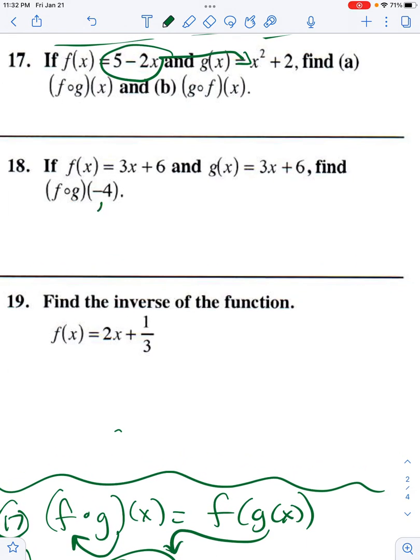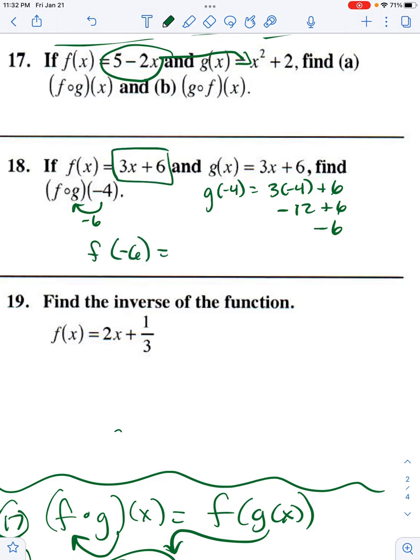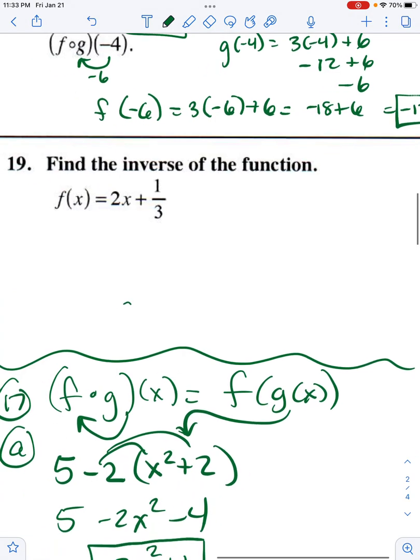Okay, so this is the same thing, but this is easier because I'm starting with a number. If you start with a number, you're going to end with a number. So I'm putting negative 4 into g first. So where there used to be an x, I put a negative 4. So I get negative 12 plus 6, so I get negative 6. But that negative 6 is not your answer. It's telling you to take that now and plug it into this rule. So 3 times negative 6 plus 6, which is going to be negative 18 plus 6, so negative 12. That's fun when you just have a number because it's a bazillion times easier.